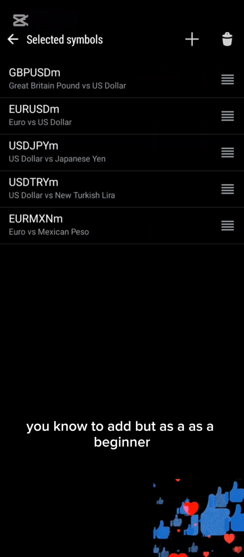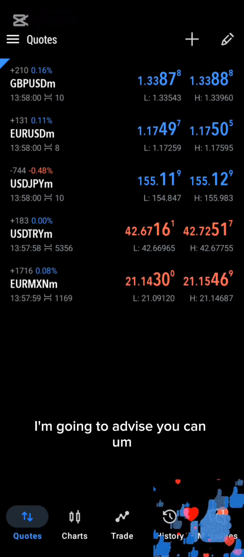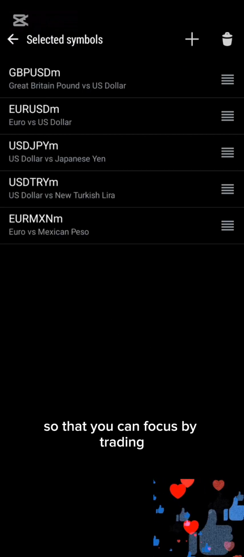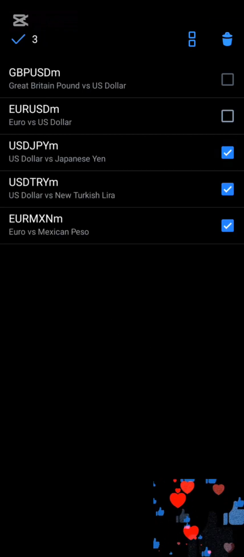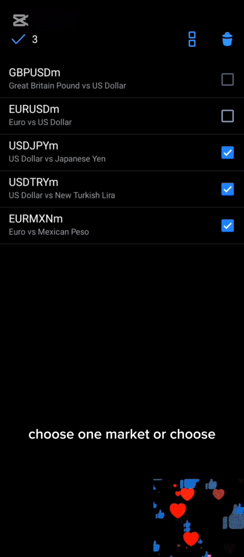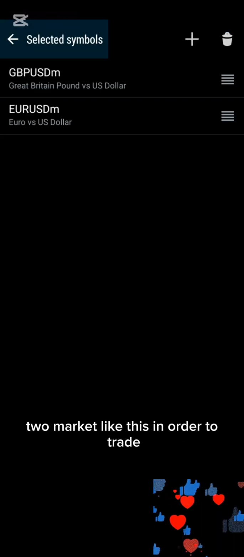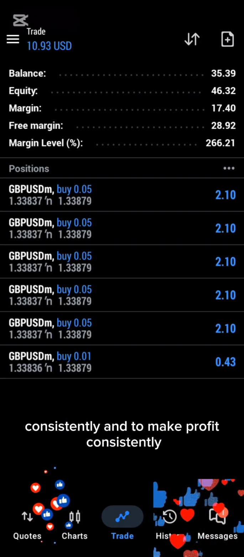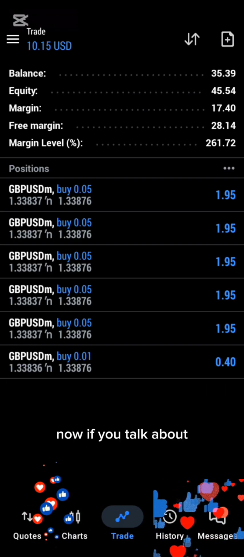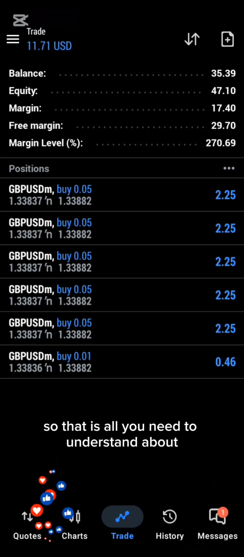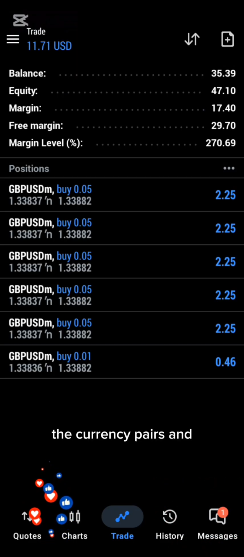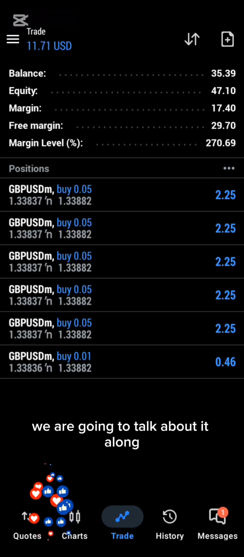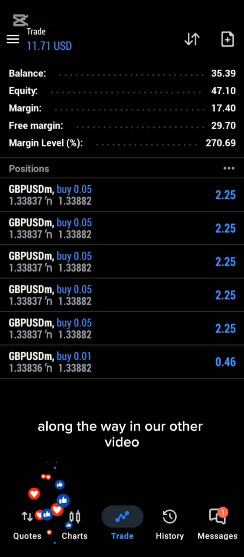But as a beginner, I'm going to advise you to choose just one market so that you can focus. Choose one market or two markets like this in order to trade consistently and make profit consistently. So that is all you need to understand about currency pairs, and if there are other things you need to understand about currency pairs, we are going to talk about them along the way in our other videos.